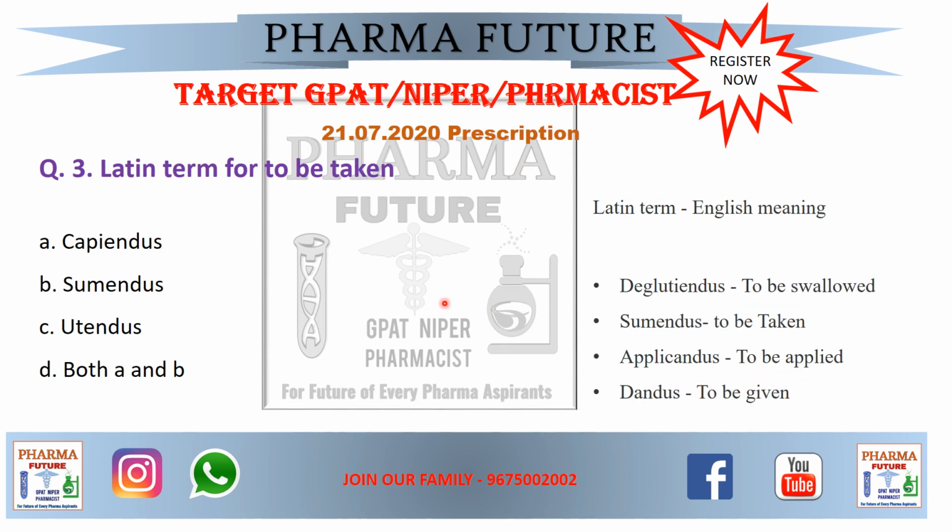Then moving to the third question, that is the Latin term for 'to be taken'. Option A capiendus, option B sumendus, option C utendus, and option D both A and B. Now the English meanings of the Latin forms: for solvendus, to be dissolved; for sumendus, to be taken; for applicandus, to be applied; and for capiendus, to be taken. The right answer will be sumendus, to be taken.